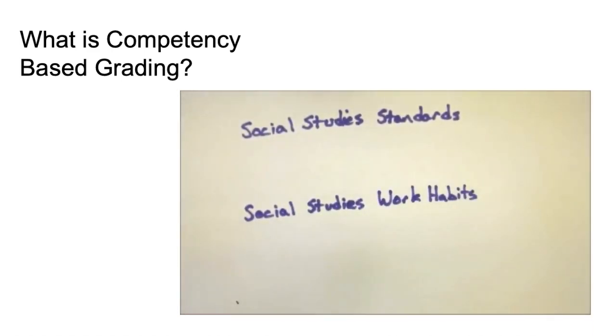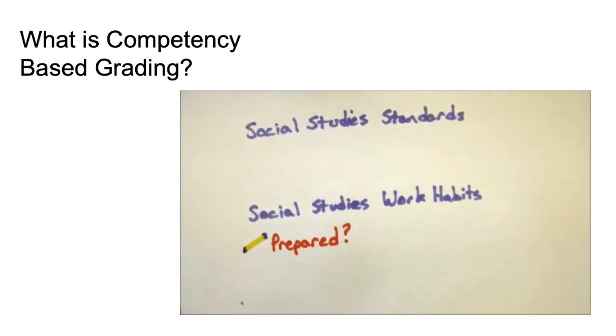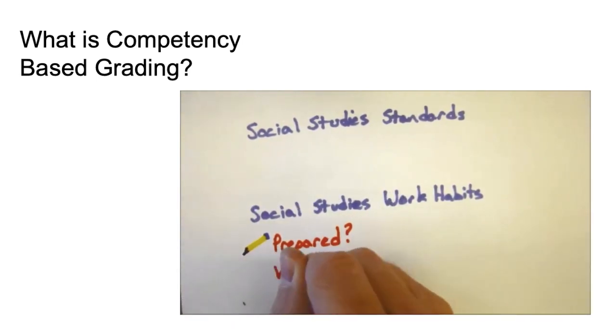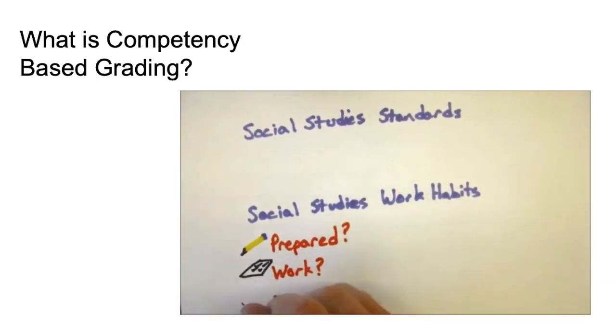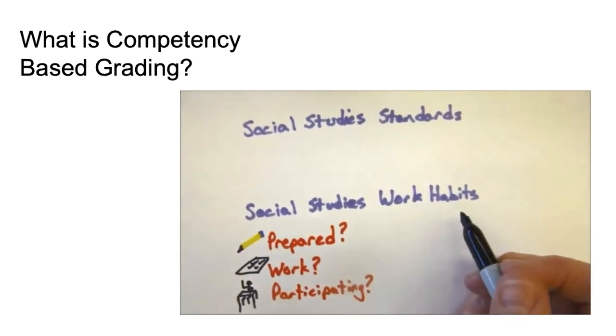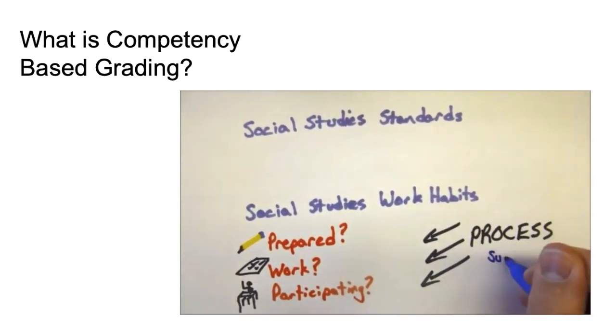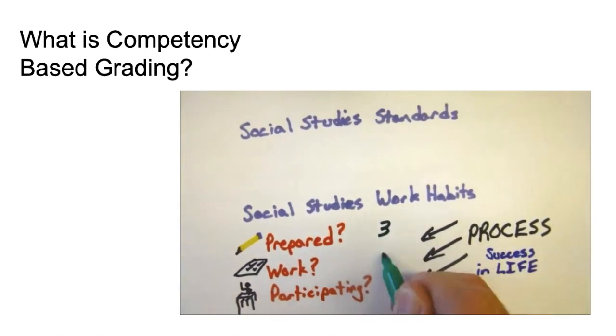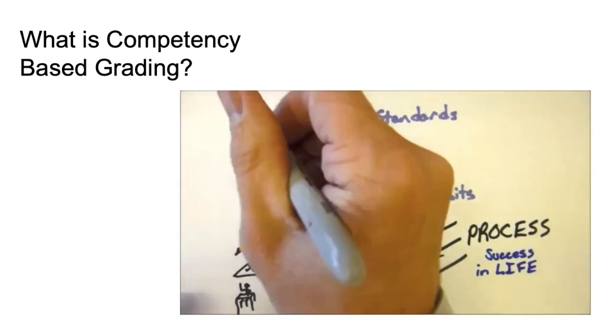When you read this report, you'll see the social studies standards and the work habits. Work habits include being prepared for class, doing your work at a high quality level, and participating and staying engaged in classroom. These are the process skills. These are important for all, regardless of skill level. Having 3s here would be ideal, showing you're doing your job.